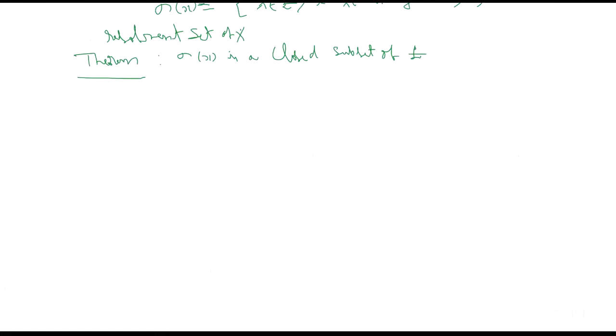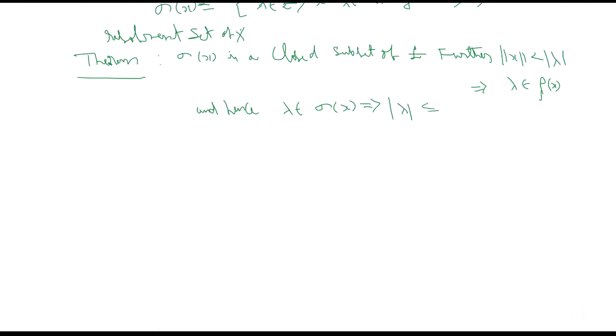Further, if norm X is less than mod Y, that implies lambda belongs to rho of X. And hence lambda belongs to rho of X. That implies modulus of lambda is less than or equal to norm X.